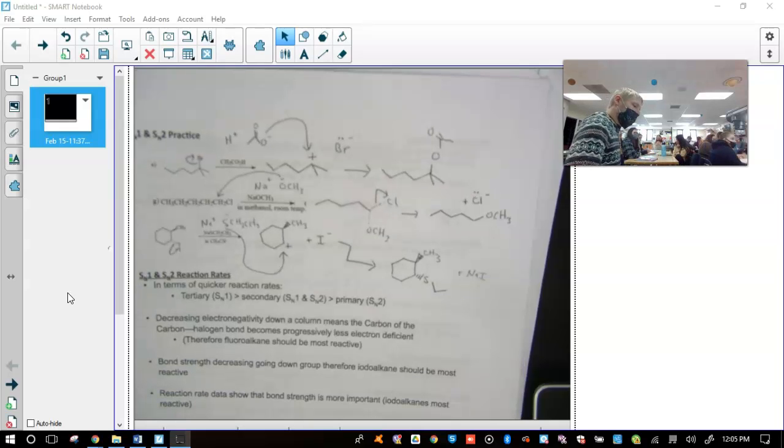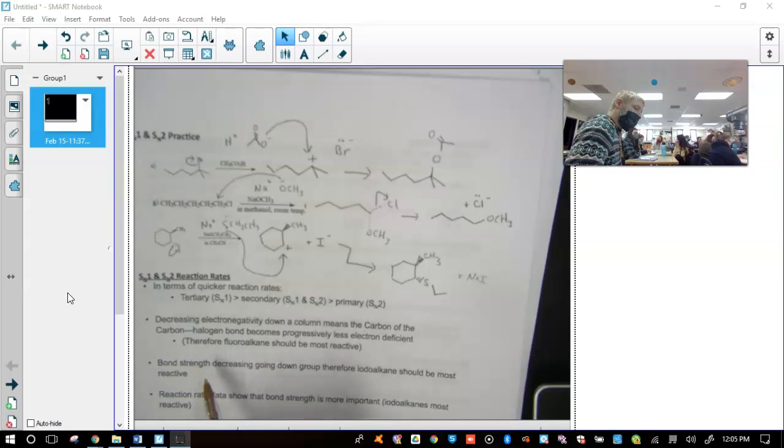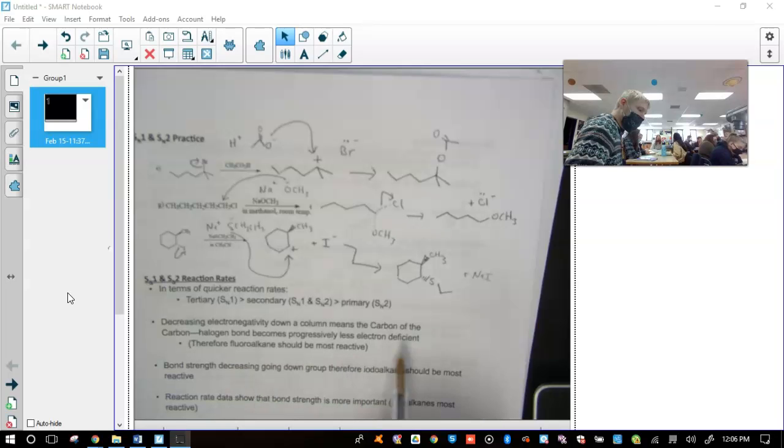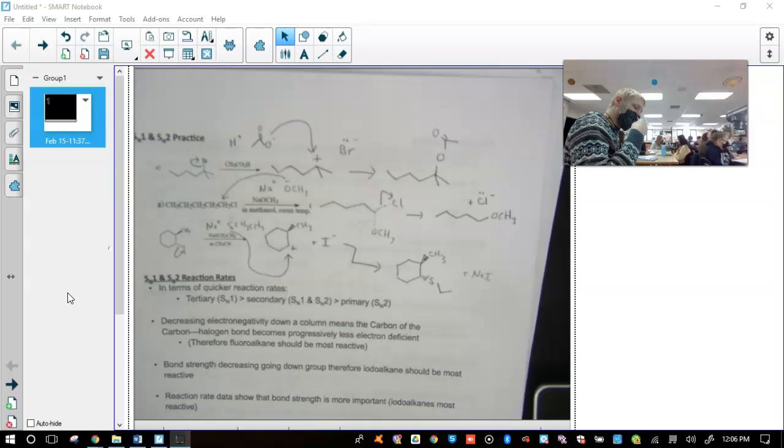Here's some facts about SN1, SN2 reaction. So in terms of quicker reaction rates, tertiary or SN1 pathway is going to be quicker, then the secondary, and then the primary. So the primary is going to be a little bit slower. You won't be asked too many questions on that. Decreasing electronegativity down a column means the carbon of the carbon-halogen bond becomes progressively less electron deficient. So fluoroalkane should be the most reactive in that case.